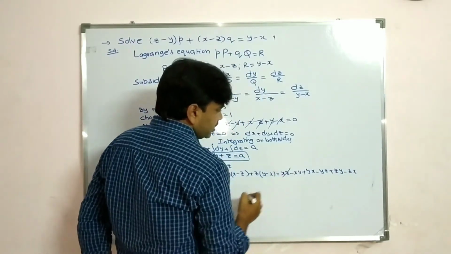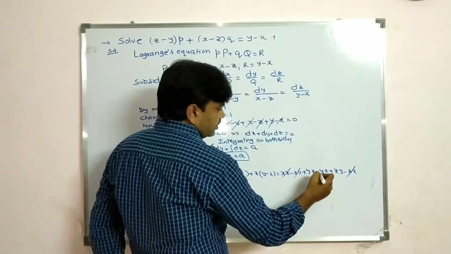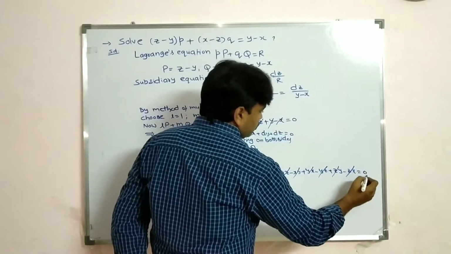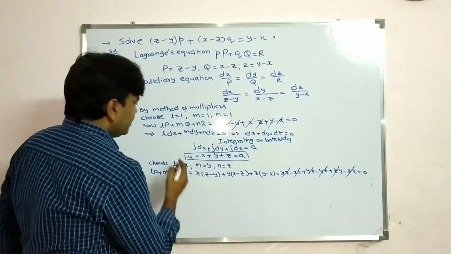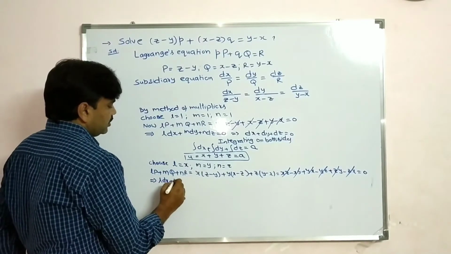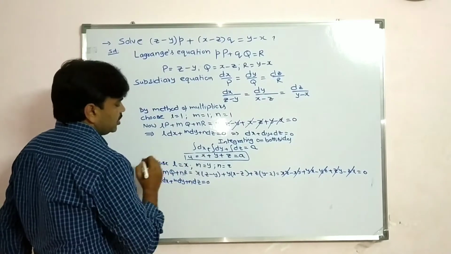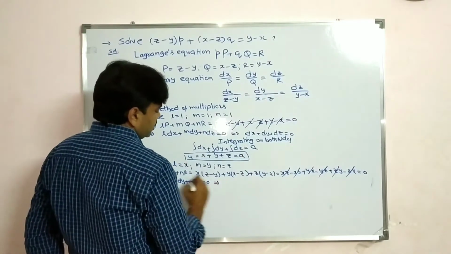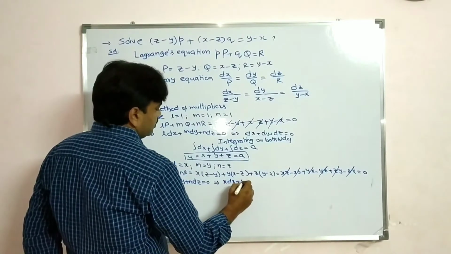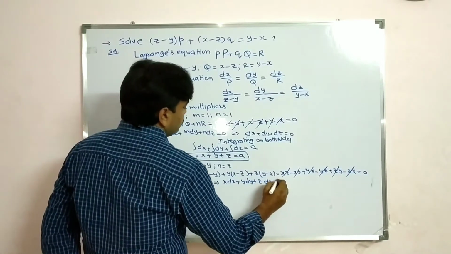See, students, xz here plus xz, here minus xz, minus xy plus xy, minus yz plus zy. So this value is equal to 0, students. So you can take here L dx plus m dy plus n dz value equal to 0. So that implies, what is the L value, students? X. So x dx plus y dy plus z dz is equal to 0.